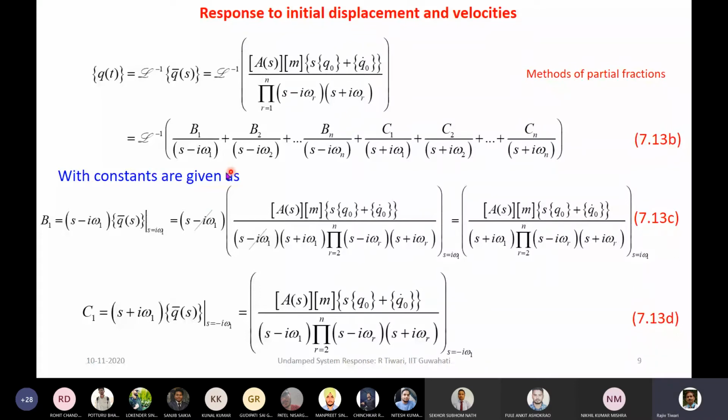Here you can see the method of partial fraction, in which we can write these as constant b1 for r equal to 1, then this for r equal to 2, and so on up to n for the negative one. Then similarly for the positive one, we can write c1 for r equal to 1, r equal to 2, up to r equal to n.